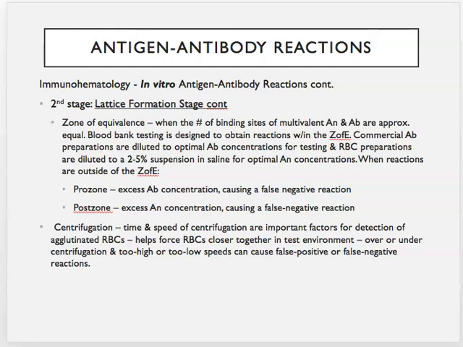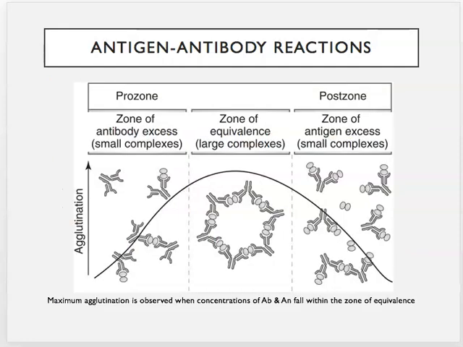Prozone is where you have an excess of antibody, so it can cause a false negative reaction. Postzone is where you have an excess of antigen, and that can cause a false negative reaction. So either way, prozone or postzone, both will cause a false negative reaction because you're not getting that reactivity within the zone of equivalence.